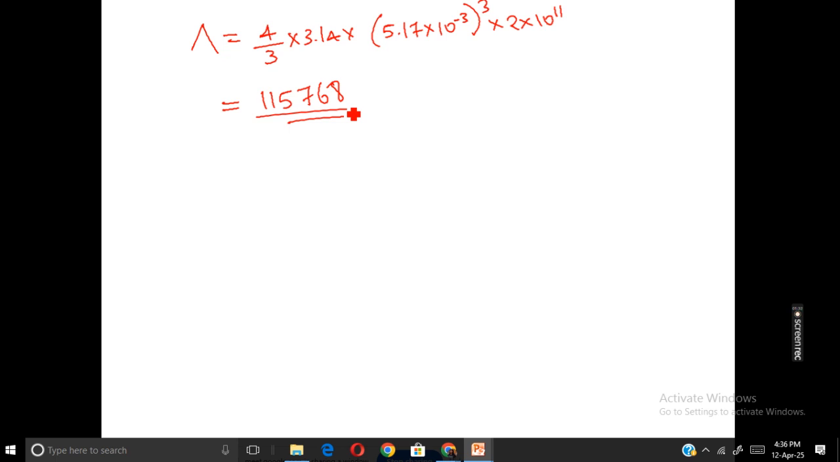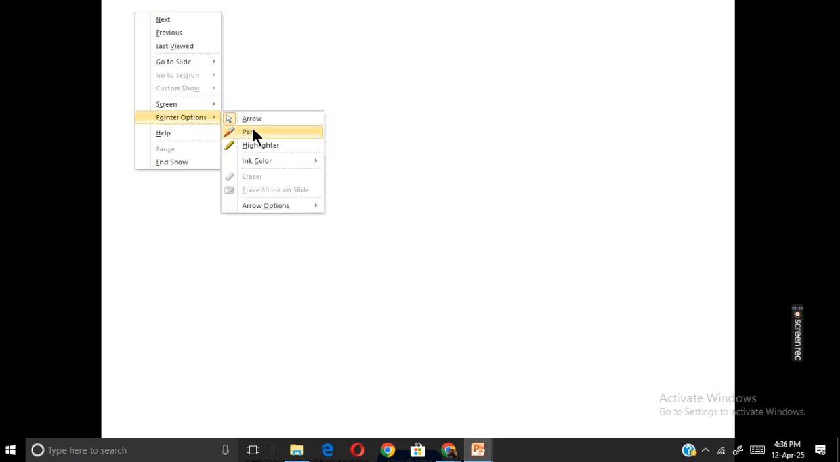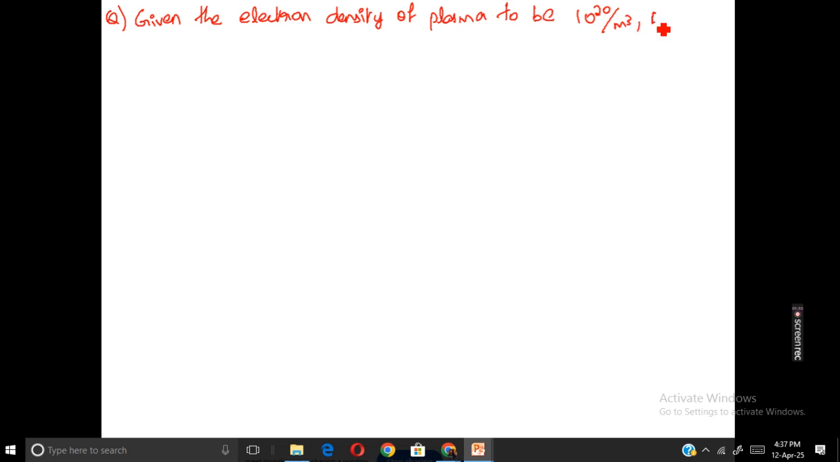Now, next question. Given the electron density of plasma to be 10 raised to 20 per meter cube, what is the Debye length if the temperature is 1300 Kelvin?